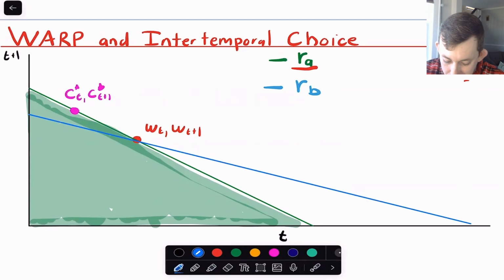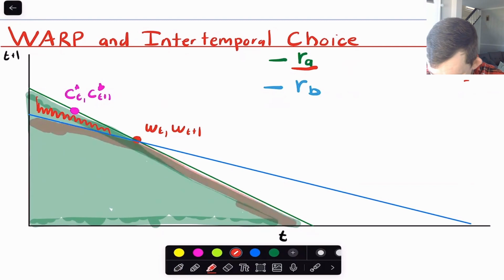If you choose basically anything that was available to you before, you're violating WARP. Because if you choose anything that was affordable to you before, but you didn't choose it, why should you choose it now just because the interest rate switched? So basically, any area in this green triangle is going to be bad. Well, of course, you can't choose anything in here anyway because it's not affordable to you. But anything under this blue line and under the green line is going to be a WARP violation. So maybe I'll just highlight that in red. It's probably not going to look very good.